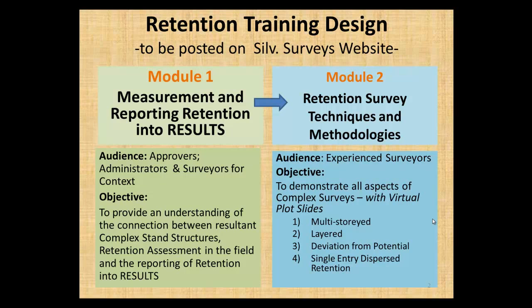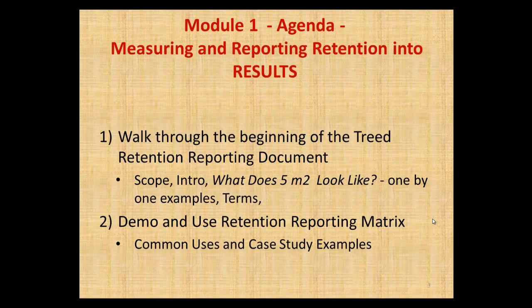So let's move along. Here's the agenda for today's module, measuring and reporting retention into results. Basically, we'll walk through the beginning of the tree retention reporting document. We'll touch on the scope and the intro of that document. I'll try to go over what 5 square meters per hectare looks like, and one by one go through the examples of the terms that are contained within that document. So that's the foundational document, the target document for this module, and how it gets applied.